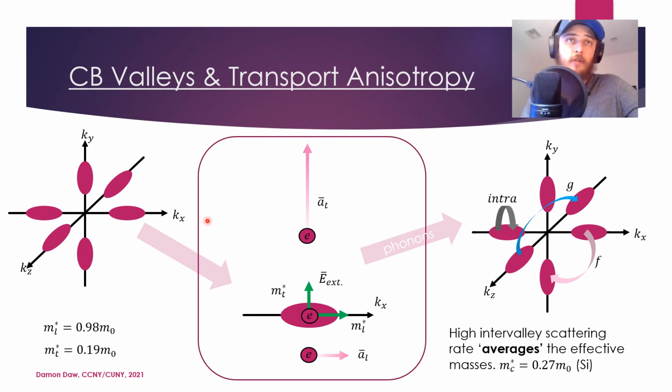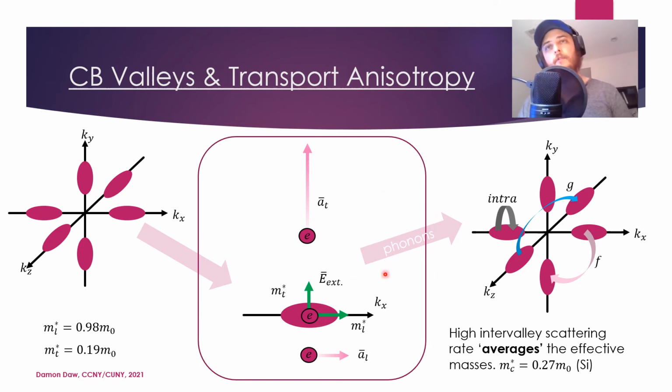So for example, if we take an electron in this kx valley, and you apply a vertical external electric field, it'll accelerate as if it had a transverse mass that is smaller than the mass that the carrier would appear to have if you apply an electric field longitudinally along this valley. So this is a very interesting effect, and it's very characteristic of almost all semiconductors.